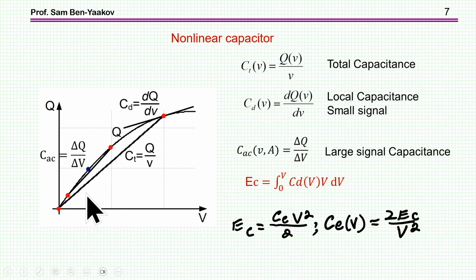And then we have the energy-related capacitances and energy stored in a nonlinear capacitor. The energy stored can be calculated by this equation. This is the integral of the small signal or differential capacitance times the voltage. This is the local charge, the Q, you might say. If you take the integral over the span of voltage from 0 to a given voltage, this will give you energy. Once you have the energy, you can relate it to this template of CV squared over 2 and get the energy-related capacitance.